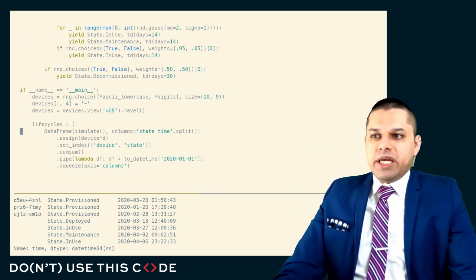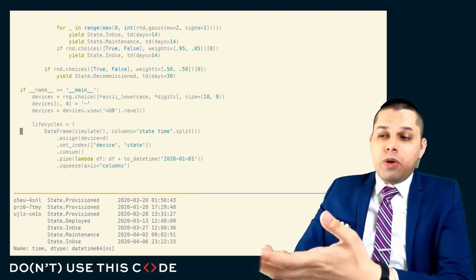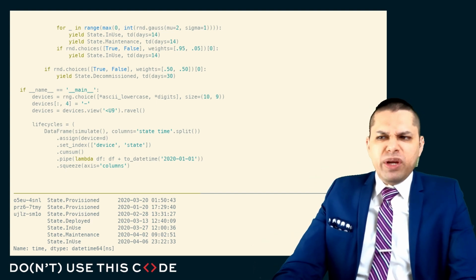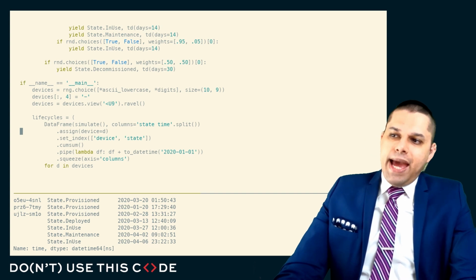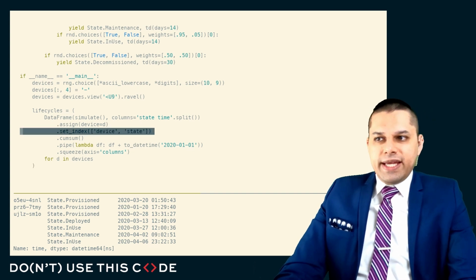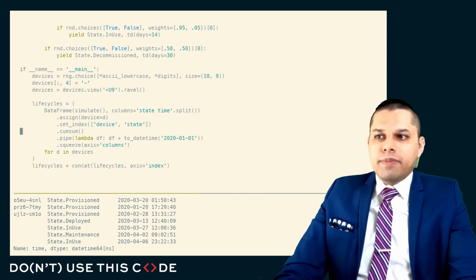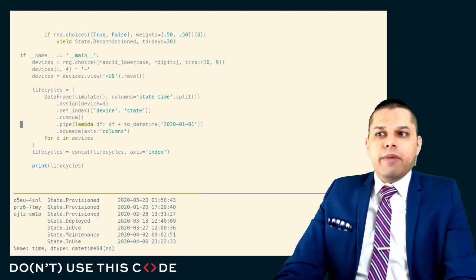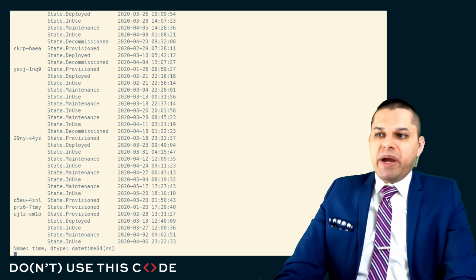And then I'm taking this life cycle and I'm putting it into a pandas data frame off of the tuples that it returns, and then I'm doing a little bit of pandas mechanics, adding in the device name, setting that as the index, doing the cumulative sum of the time deltas, and then adding that to some base time. Here you can see the epoch time, the starting point for everything. And I get my life cycles.